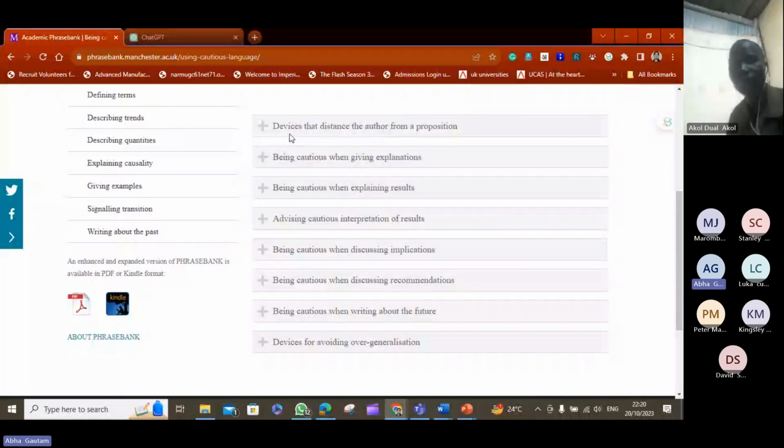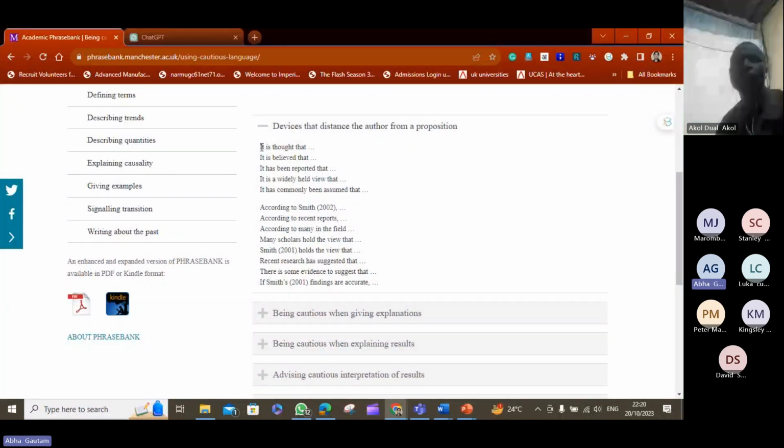For example, let's say you want to devise the distance from a proposition. So you can write the possibility and probability. It is thought that. See, the word thought has changed the meaning of this whole sentence because thought is showing a mix of certainty and uncertainty. It is the opinion rather. Okay. Then if it is believed that, then again, the reader has to figure out whether it is someone's opinion or the majority's opinion, or is it the fact?